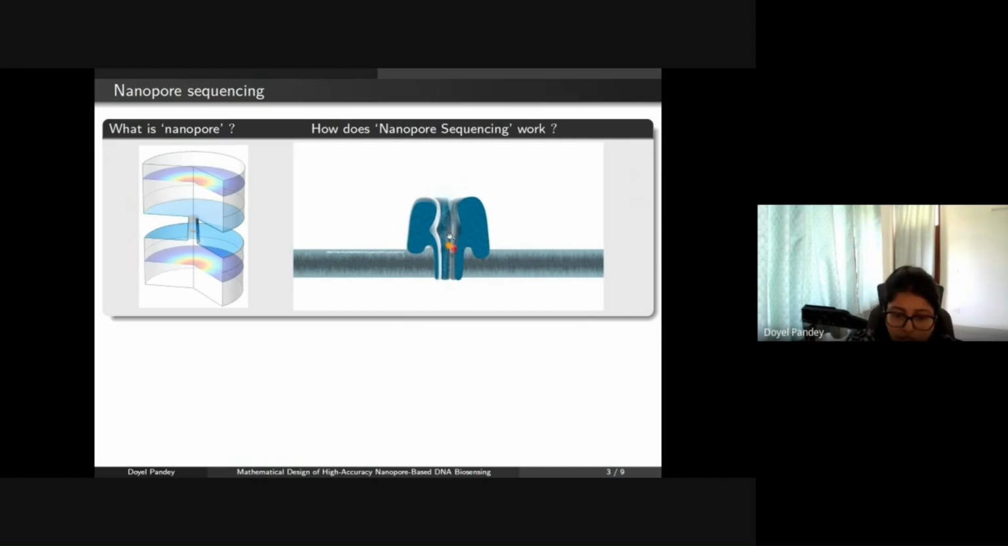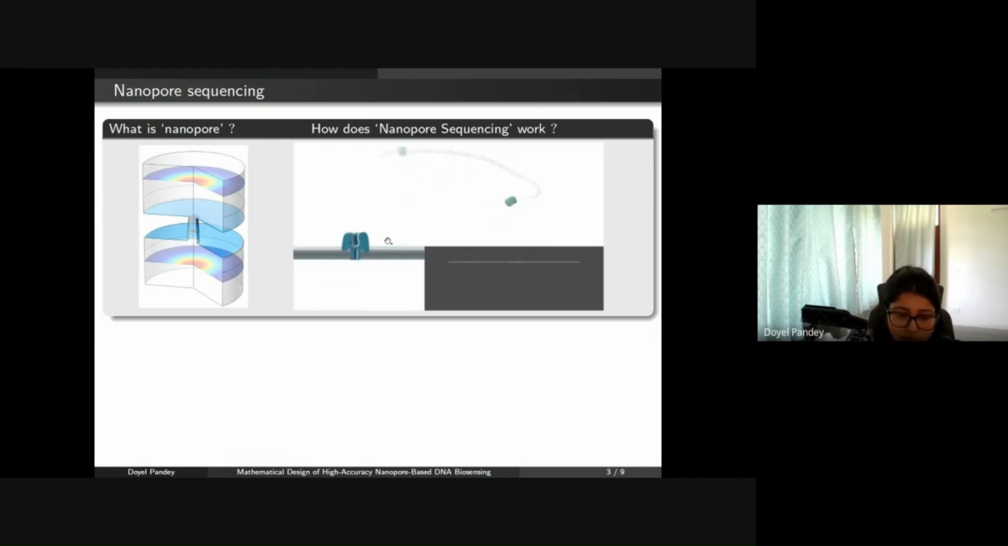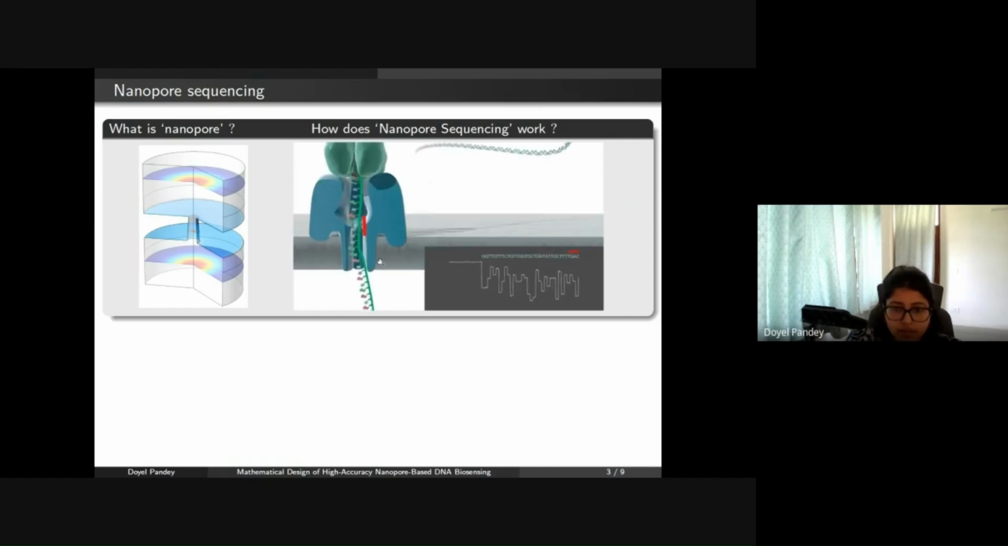As each nucleotide passes through the pore, it partially blocks the current, so there is a fluctuation in the electrical signal. Since each nucleotide perturbs the current differently, the measured current contains information about the DNA sequence. For example, here this one is bigger in size, so the reduction in the current signal is higher as compared to the previous one. By continuously recording this current fluctuation, one can recognize the nucleotide.